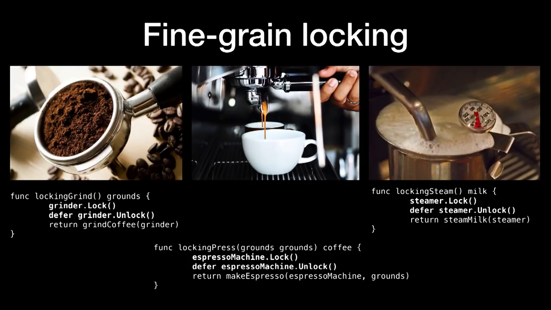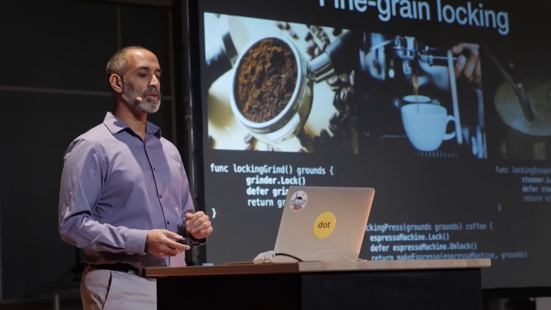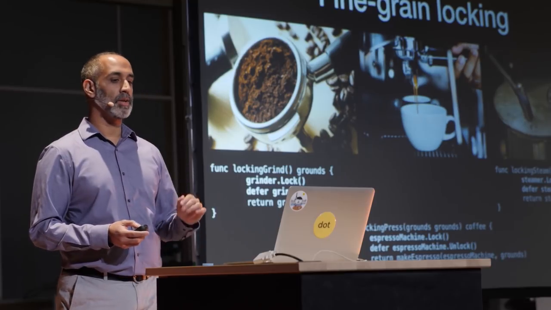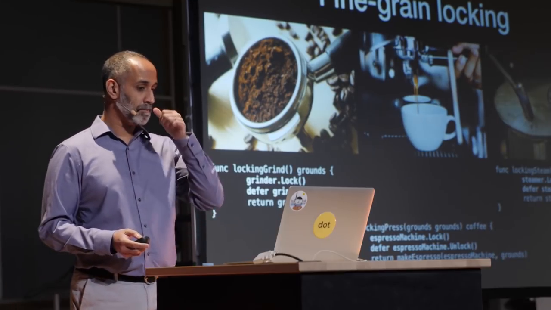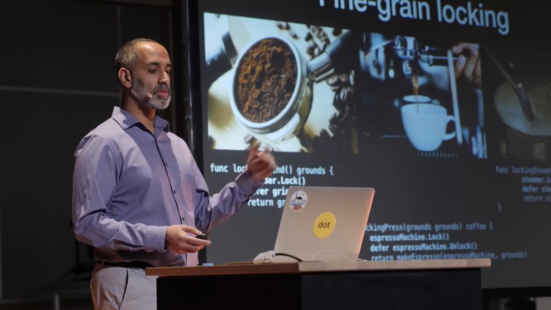In Go, we can implement this scenario using a mutex for each machine. A Go routine locks the grinder mutex, then uses a grinder, then unlocks it. Then it locks the espresso machine mutex and so on. So now, instead of locking the whole kitchen for 4 milliseconds, we're just locking each of the three machines for 1 millisecond each. The fourth phase, making the latte with the coffee and milk, doesn't need any locks at all.